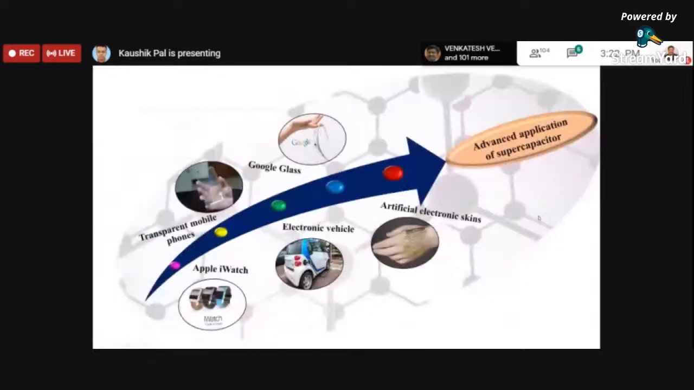Now, what are the advanced applications of the supercapacitor that people can think of? That it can be used nowadays. People are using it for the Apple iWatch, transparent mobile phones, electric vehicles, Google Glass, artificial electronic skins. So basically, people are using it, or maybe it can be worked out.